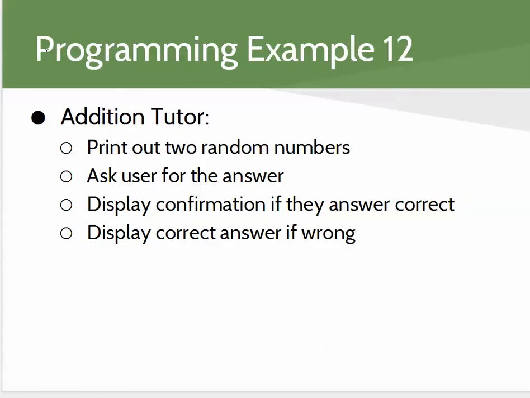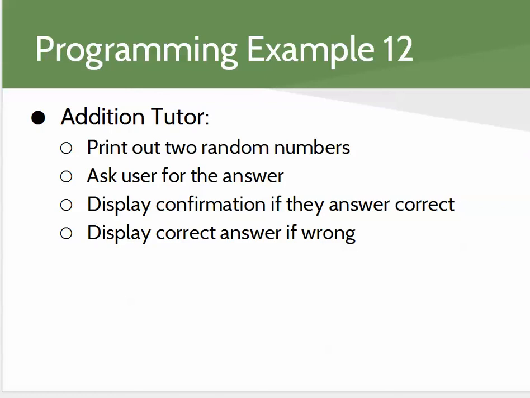Most of the times that you create random numbers, you're going to use that, and sometimes it'll take some playing around with. Most of the time, the ranges are fairly easy to work with. So let's imagine writing some sort of an addition tutor like we've been talking about already, and we'll print out two random numbers, and I'm just going to make them between 0 and 9, or actually 1 and 10. I'll keep it fairly simple for the user. I'll ask the user for that answer, and I'll display a confirmation if they get it correct, and I'll display the correct answer if they get it wrong.